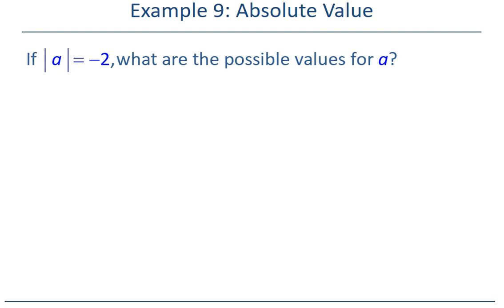Now, how about this one? This one's kind of a little tricky, so be careful about it. Here we're saying the absolute value of something is equal to a negative. Well, we said before the absolute value of something always is equal to a positive. So this is not a true situation. There are no values for a here that would make this true.